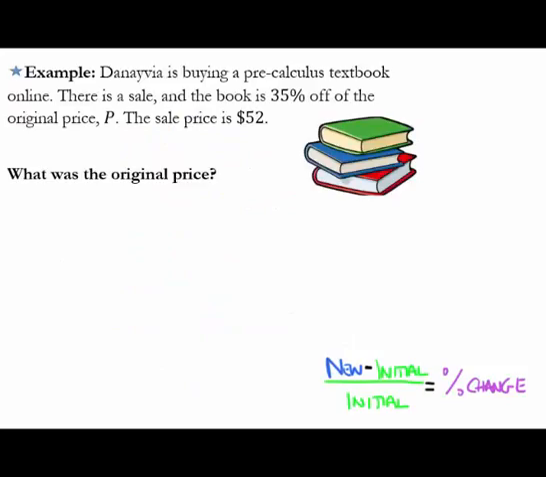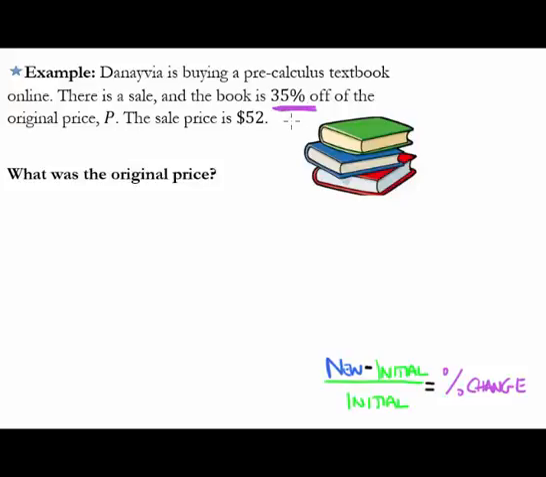So another example, Danavia is buying a pre-calculus textbook online. There's a sale, and the book is 35% off of the original price, P. So it cost P, and it's 35% off. The sale price after that 35% off is $52. And we can ask ourselves, what is the original price? Now again, we could, if we wanted to, use the formula, right?